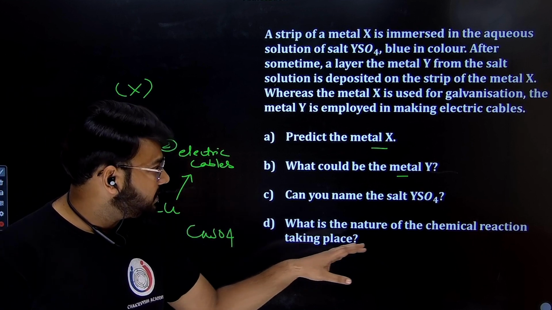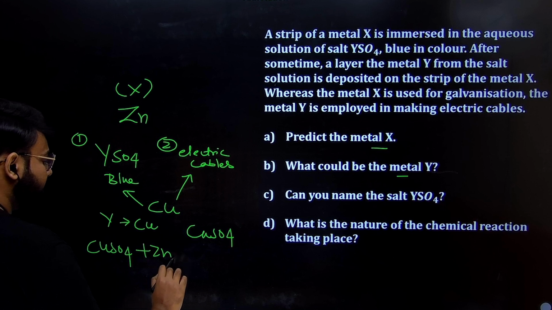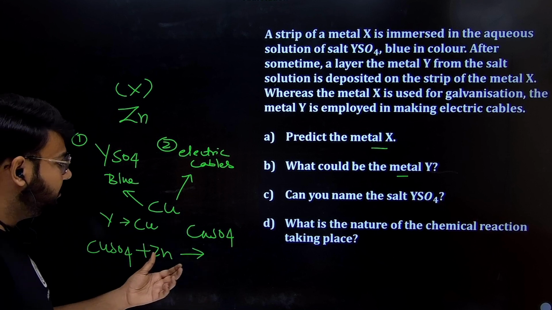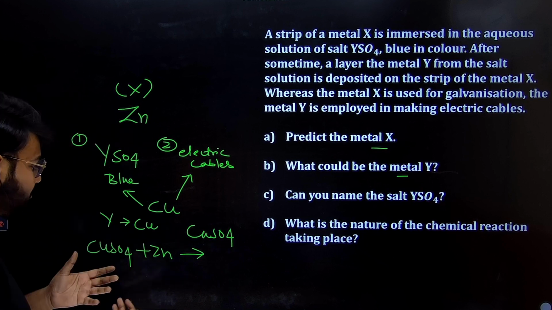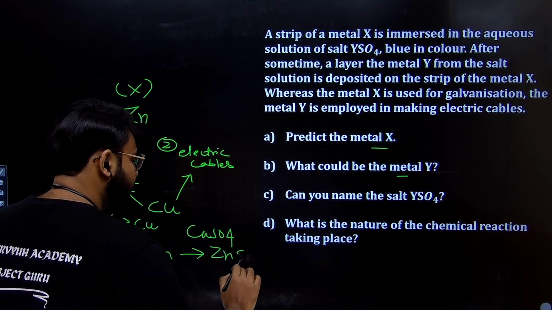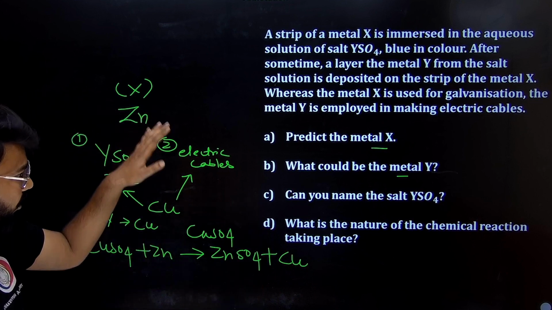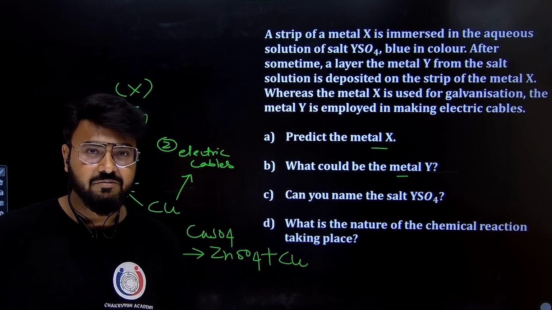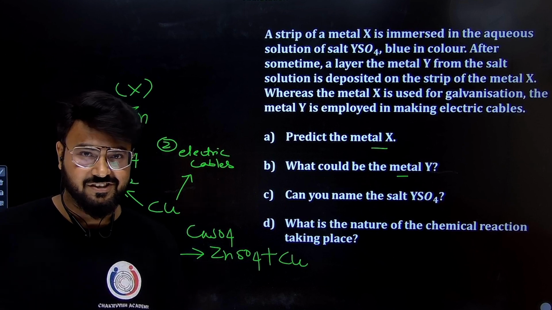And now what is the nature of chemical reaction? So let's see this. So when you react copper sulfate with zinc, we will observe a displacement reaction because zinc is more reactive than copper. So what we will see, it will form ZnSO4 plus Cu. So all these points fit into this question. That means this is your final answer. So now, like this, let's see the next question.